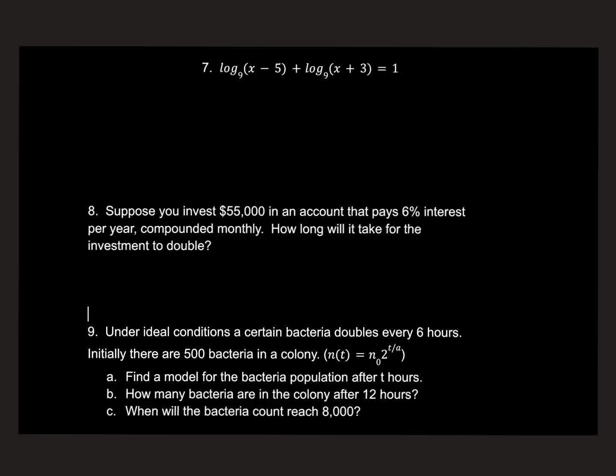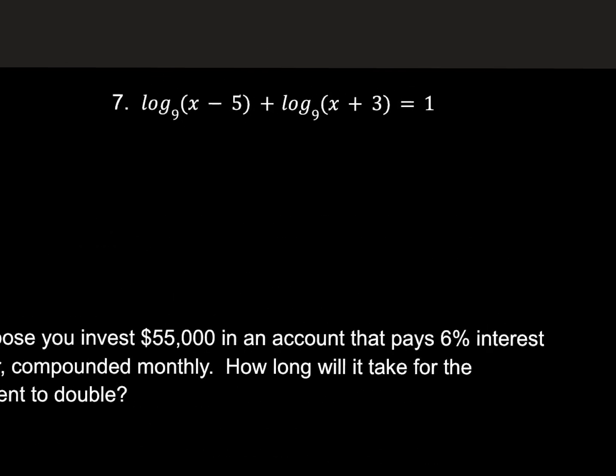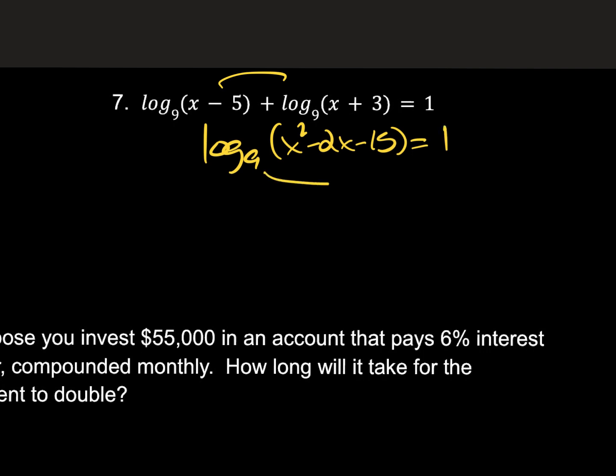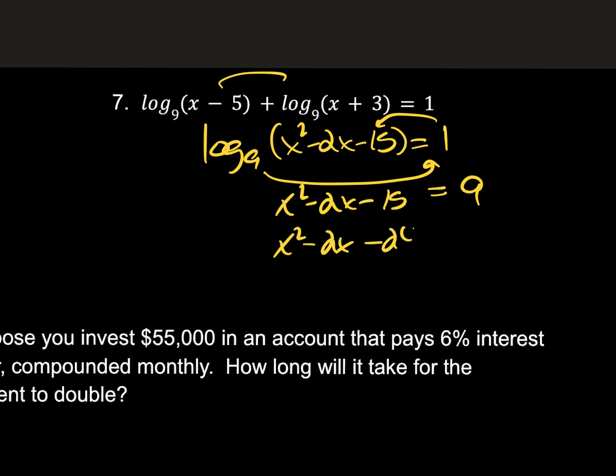Number 7, another one like we just did. This is almost exactly the same. I have 2 logs added together, so when I have 2 logs added together, I'm going to, in this case, do FOIL. So I'm going to get x squared minus 2x minus 15 when I do FOIL there. Now, because I have one log, same step, this base to that power equals that. 9 to the first power is 9. It's going to equal x squared minus 2x minus 15. I'm going to move the 9 over to join the 15, makes it 24.